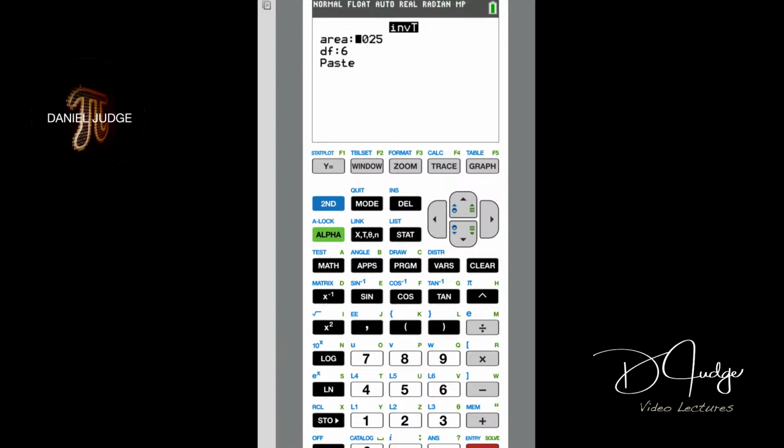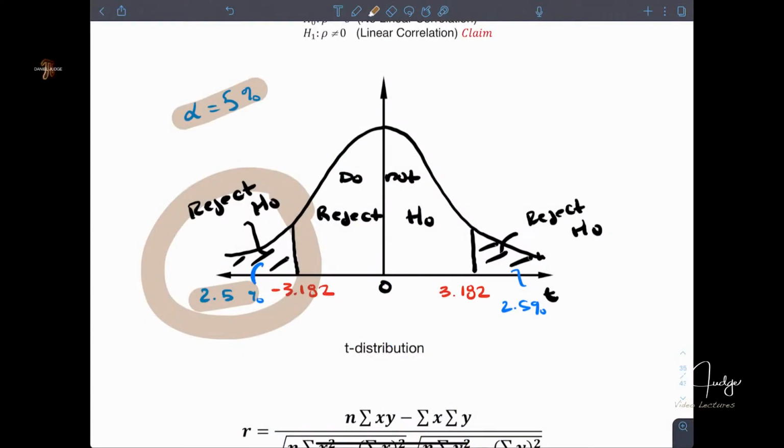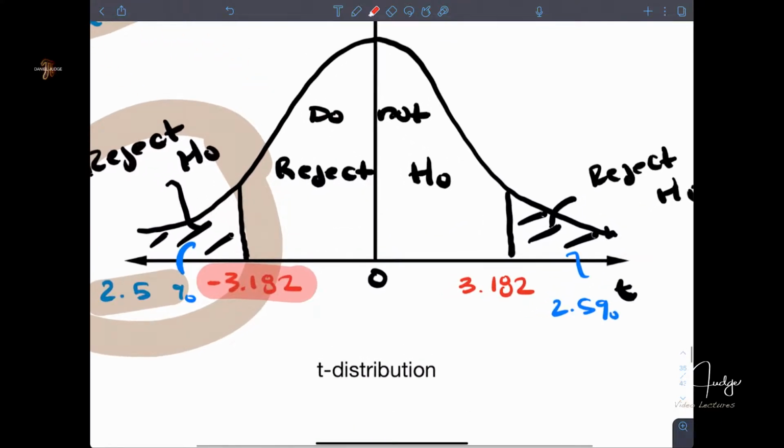Still 0.025, but now my degree of freedom is 3 here. So we're going to paste that in. And ladies and gentlemen, negative 3.182. And sure enough, negative 3.182. And the other one is positive. There's 2 critical values. Positive 3.182. You need both of them.